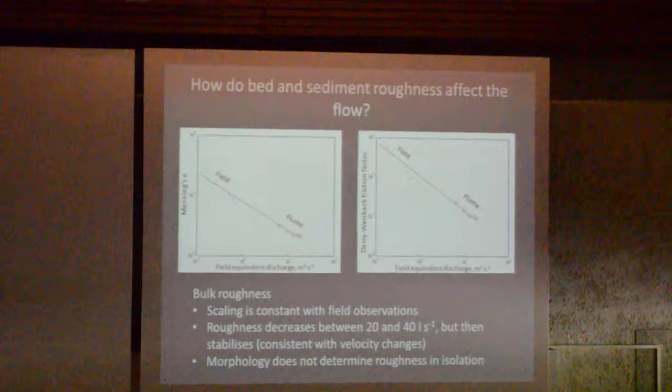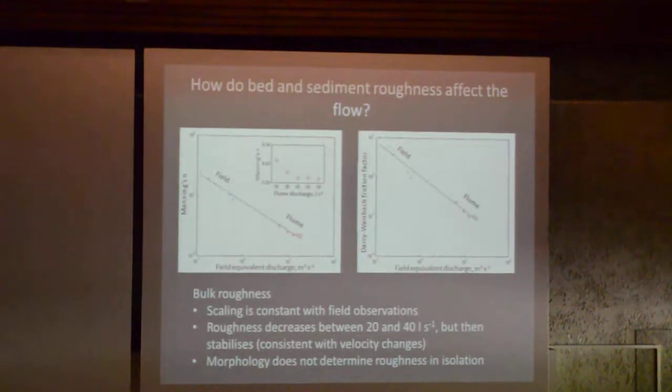If we then move on to think about the roughness of the system and how that's changing, again coming back to one of these scaling relationships, this is field equivalent discharge, this is Manning-Zen, Darcy-Weisbach. If we look at the field and the flume, they do seem to plot in a linear fashion. So comparable with other data from other bedrock rivers, we have this general power law relationship whereby we've got a decrease in roughness as we increase the discharge. So that in itself is maybe fairly straightforward.